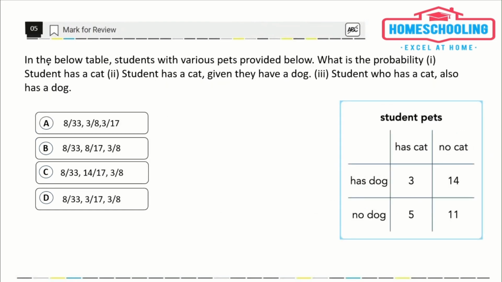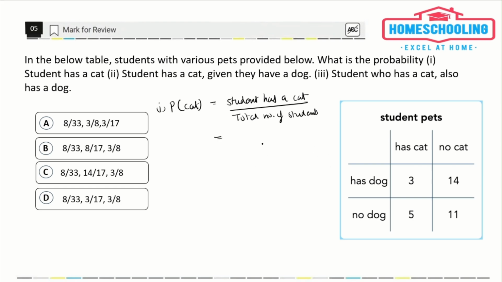Question number 5 says that in the table below with students and various pets provided, what is the probability that a student has a cat? So first, the probability of getting a cat. So a student has a cat divided by the total number of students. That is the total number of possible outcomes, and this is the favorable outcome.